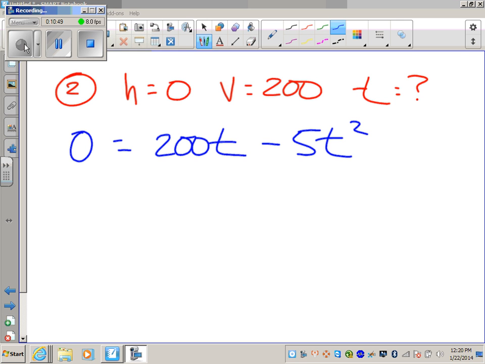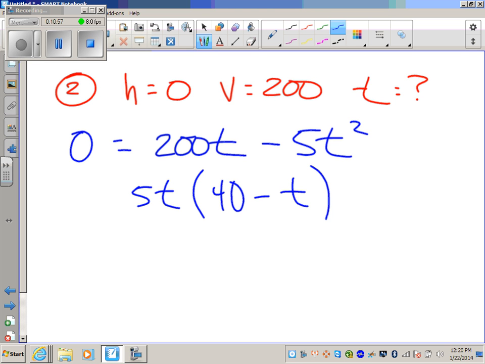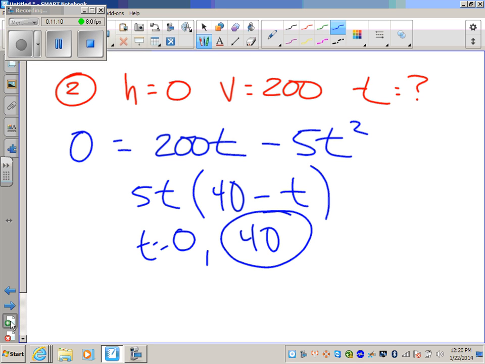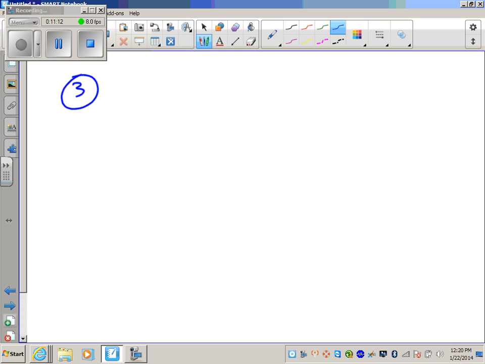All right, so what do 200t and 5t squared have in common? So now we have 40 minus t, so this t will again equal 0, and this one will equal 40. 40 makes more sense. Now number 3. Height is equal to 400.